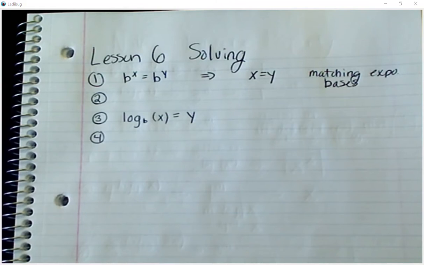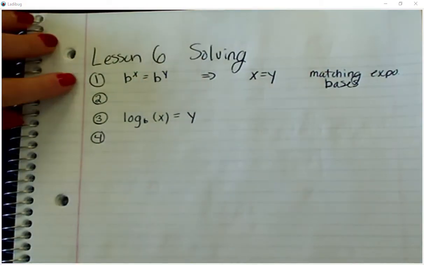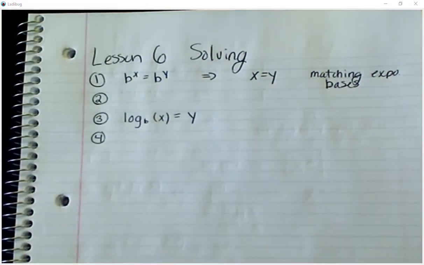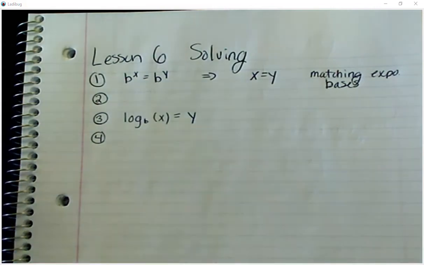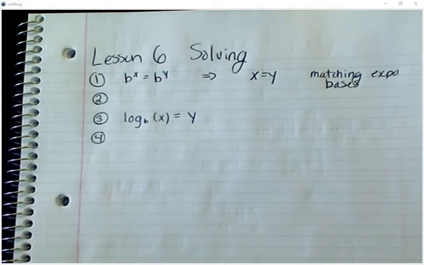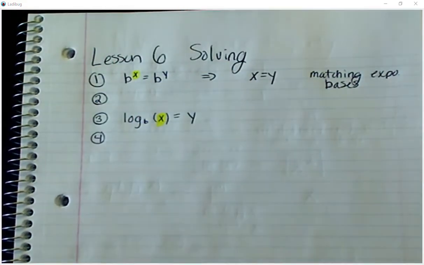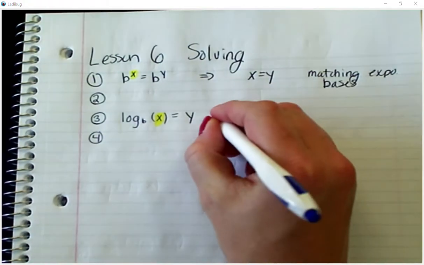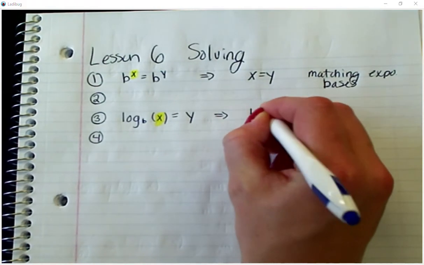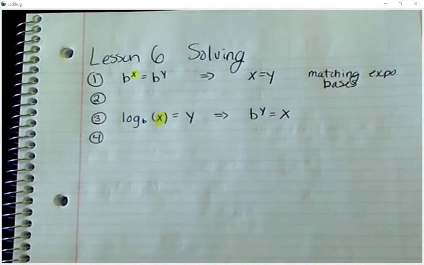We've already done 2 types of solving. We've done the first type, matching bases and exponent properties. We've done the third type. Look at where the x is, because we're always solving for x right now. Okay, how do I solve this for x? I could rewrite it. Okay, implies that b to the y equals x, and then you have x by itself. It's rewriting.